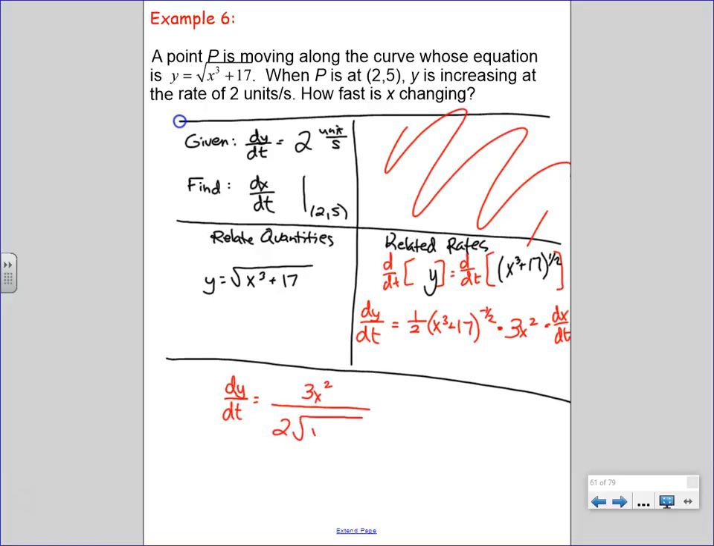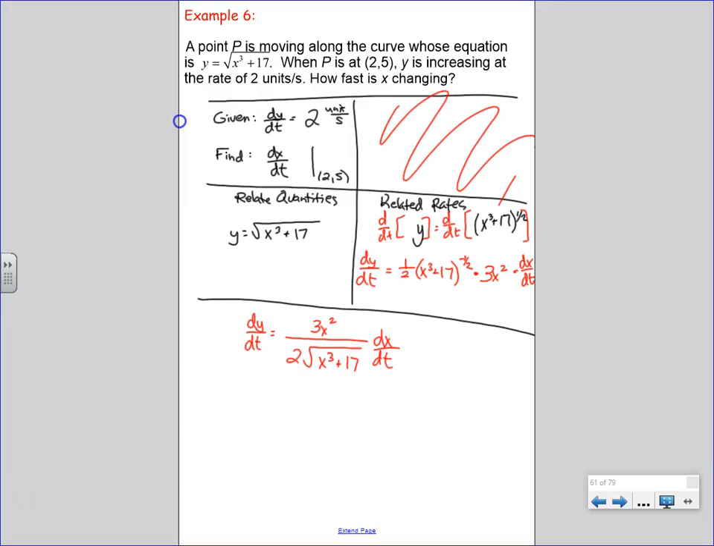2 times the square root of x cubed plus 17, dx dt. Now what?